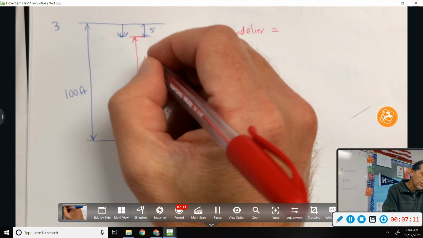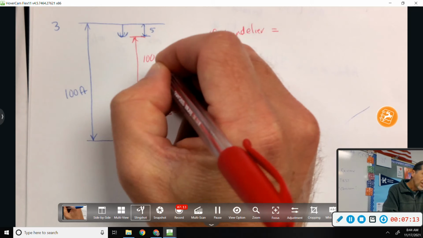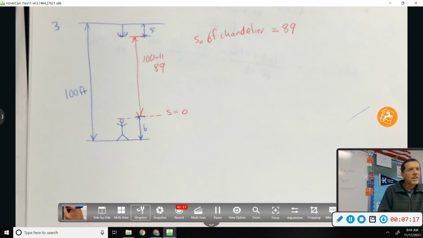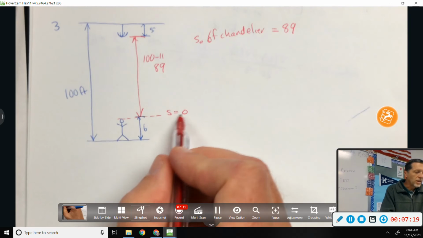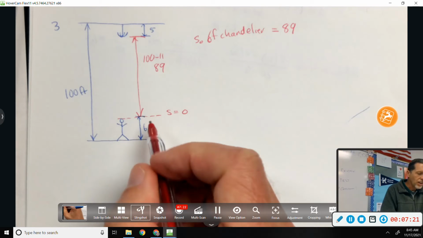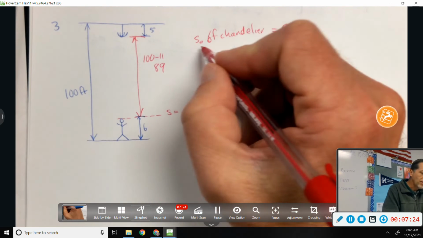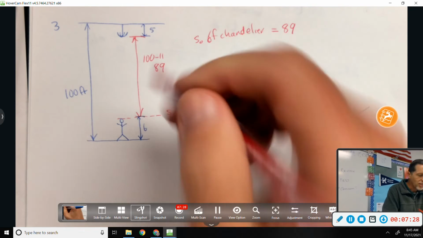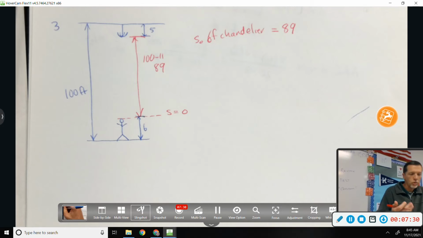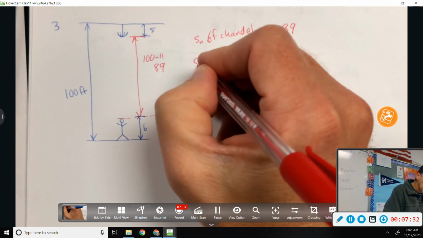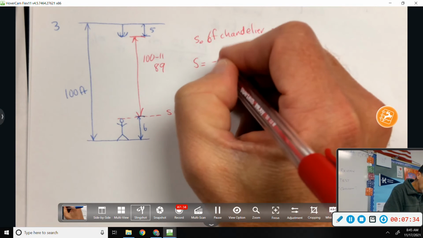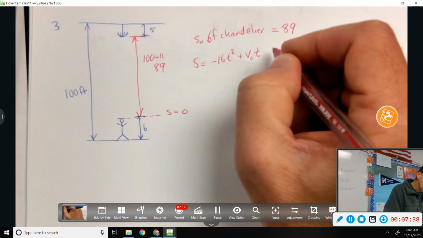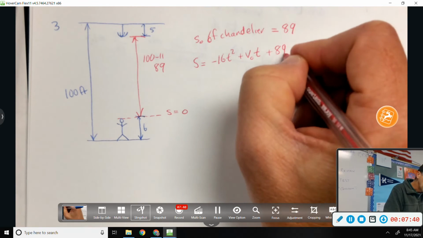100 minus 11, so I'm going to say S0 is 89. And know that when it gets to 0, I've accounted for the 6, I've accounted for the 5. If I say S0 is 89, then the 5 and the 6 are already accounted for, and I don't have to worry about those anymore. So S equals negative 16t squared plus V0t plus 89.